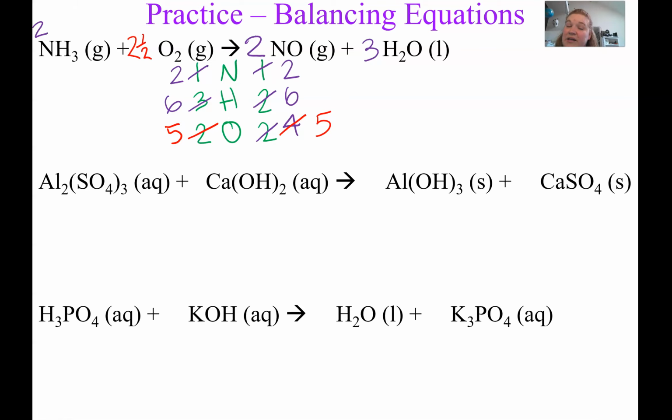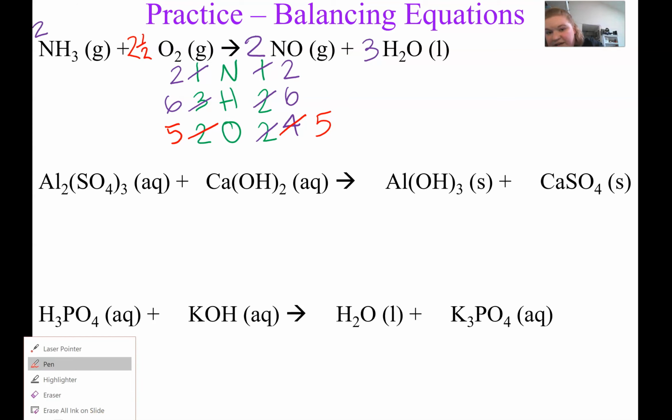Now that's not our ending point. We can't have half of a molecule, but the ratio is correct. So right now we have a 2 to 2.5 to 2 to 3 ratio. What we want to do is multiply all of those by 2. We want to double all of them because that will get rid of that fraction.